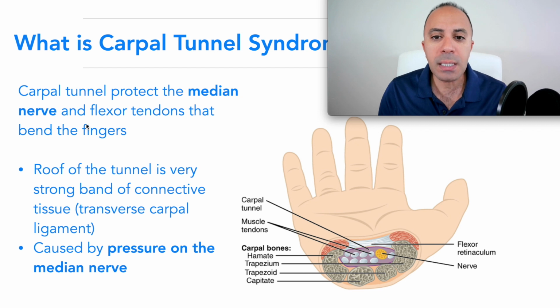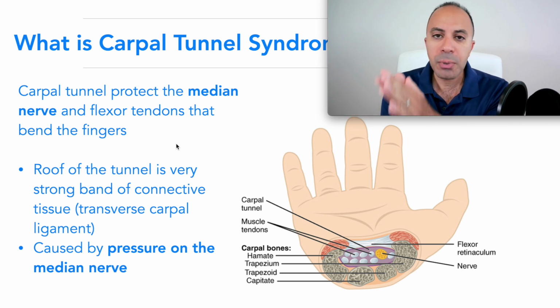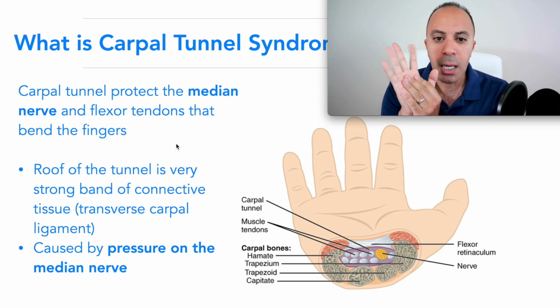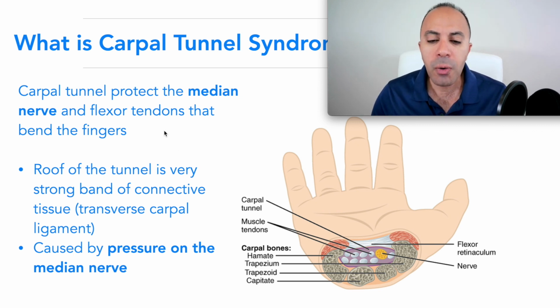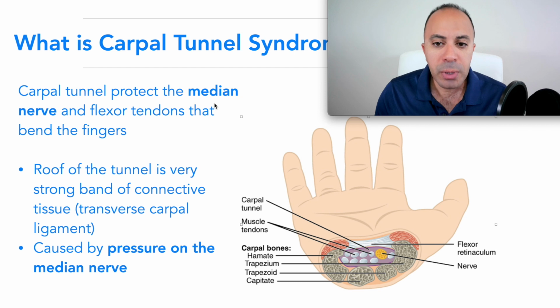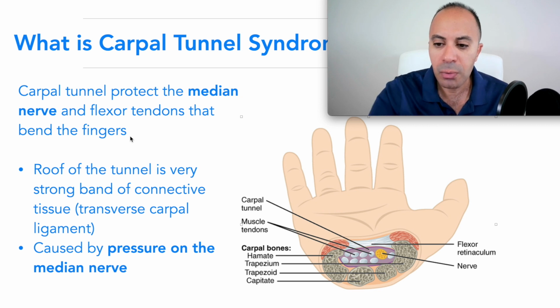So first, what is carpal tunnel? We have the carpal tunnel that protects the median nerve. That's the nerve going up to the hand to supply sensation, feeling, and some movement. You can see the median nerve here, the yellow circle. That's the median nerve. The carpal tunnel protects the median nerve and the flexor tendons that bend the fingers, so it's all going through the tunnel here.